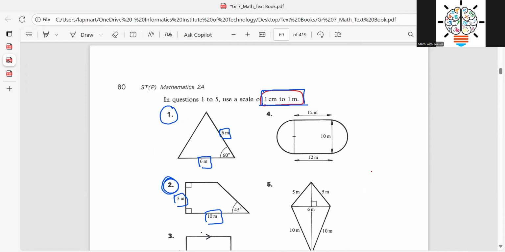If I'm asking you to bisect the angle, you know what to do. If it is a 60-degree angle, you know how to construct it. If it is a 45, you know how to construct it. So be thorough with all the construction steps and do these two sums as the homework.